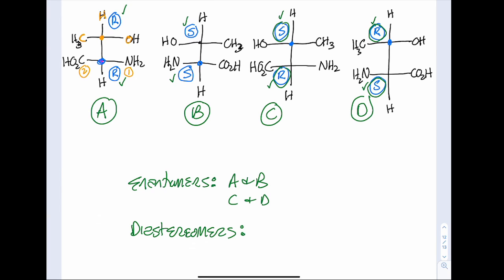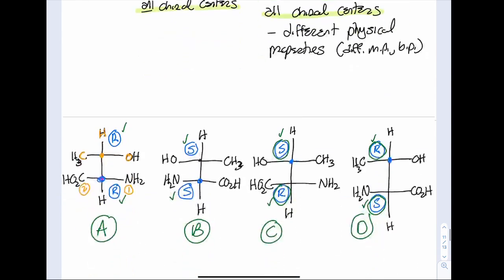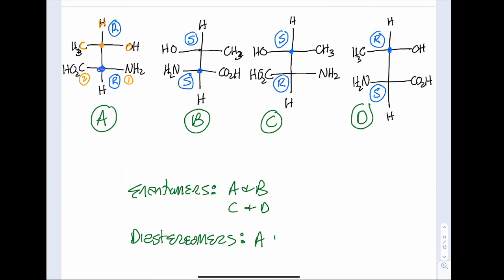If we go back up, it tells us that we have opposite configuration at least one, but not all chiral centers. So that's what we're looking for. If I compare A to C, in A I have RR, in C I have SR. So the top chiral center is different, but the bottom chiral center is the same. So A and C are going to be diastereomers.